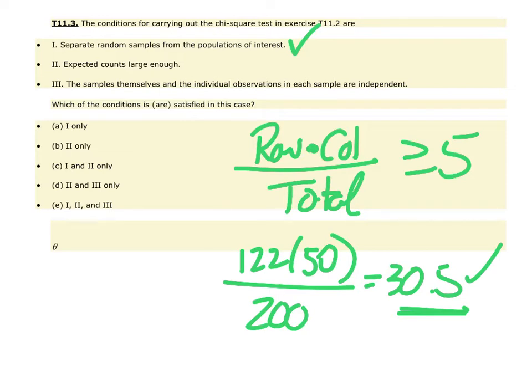Now, the third condition is the independence. In this case, we can assume that there are at least 500 students from each of the classes that we can choose from. So based on that, letter E is our best option. All conditions have been met.